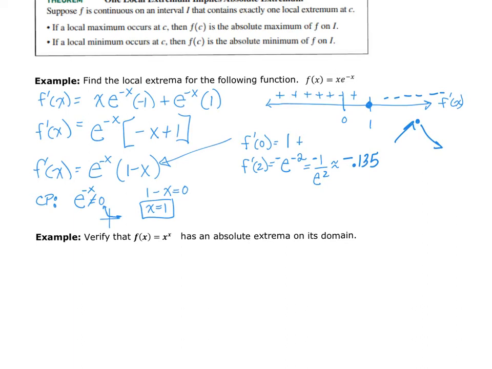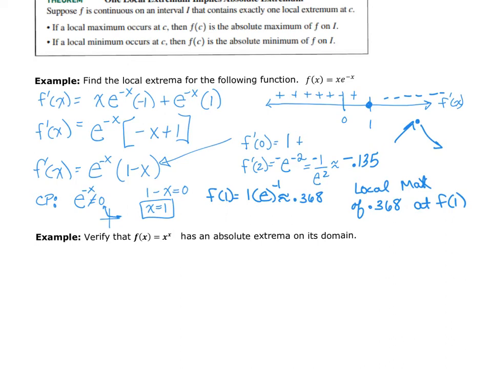equals 1. So let's find out what the function value is at 1. That will be 1 times e to the negative 1, or approximately 0.368. So remember, your maximums and minimums are your y values. So we have a local max of 0.368 at 1.